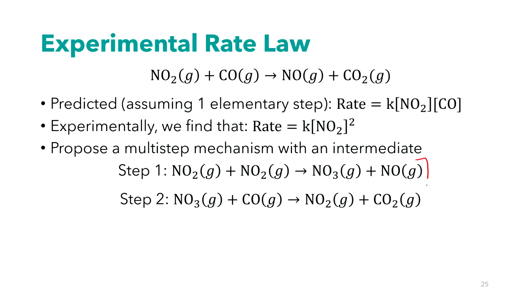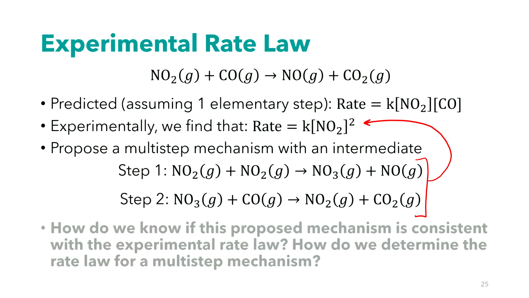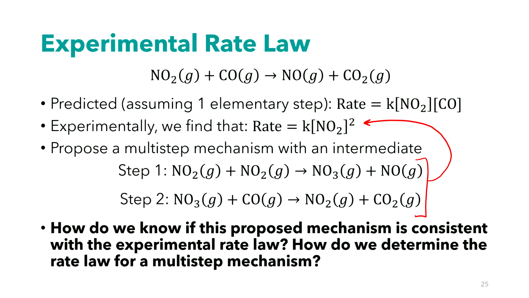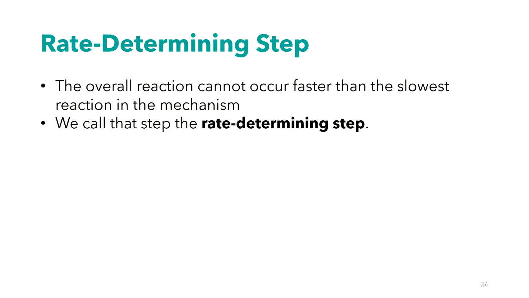Now we need to connect this mechanism to that rate law. Okay? All right, and now we have to consider how we do that. How do we determine, and the underlying question here is, how do we determine the rate law for a multi-step mechanism? And for that, we need to know the relative speed of our steps. And that's called, we want to find the rate determining step.